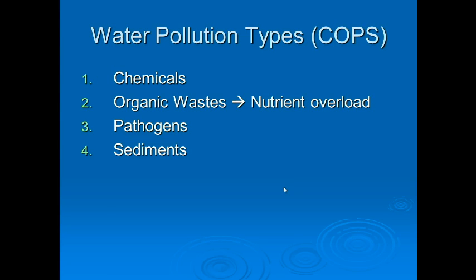Water pollution comes in four types, which can be abbreviated COPS. We're going to look at the first two, chemicals and organic waste, which lead to nutrient overload. The next section allows us to look at pathogens and sediments.